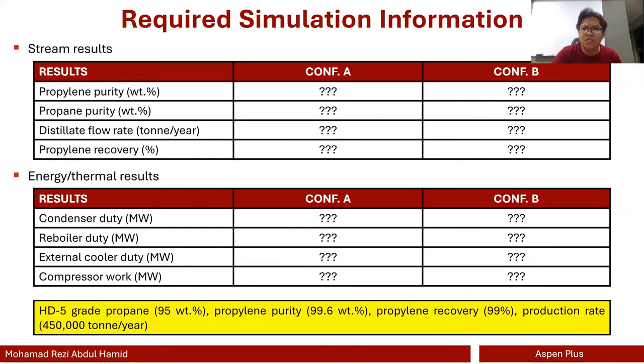Okay, this is all the information that we need to obtain from our simulation. We have a stream result here. It should satisfy the requirement of HD5 grade propane. It should also satisfy the requirement of propylene purity 99.6 or 99.5, it doesn't really matter, I guess, 99.5 and 99.6 are more or less the same. And then propylene recovery of 99%, and the production rate is 450,000 tons per year. We will also compare the thermal or energy results, because we are trying to compare configuration A and configuration B, to see which one is more efficient. That will be all for the design problem, so let's move on to our simulation.